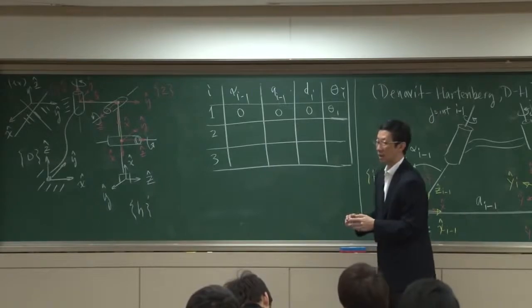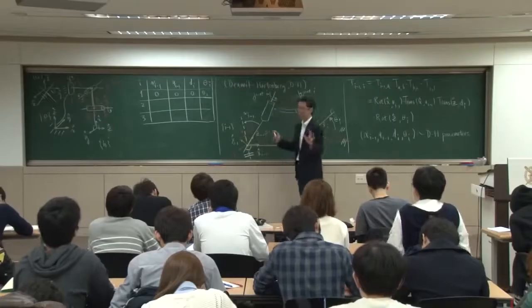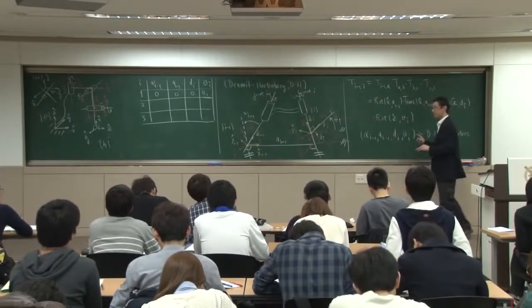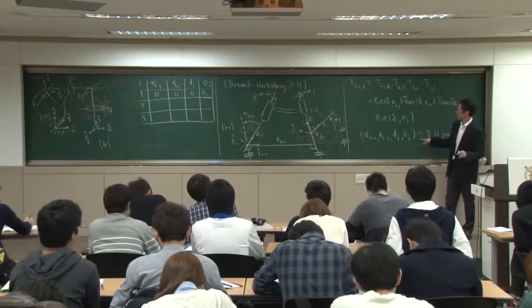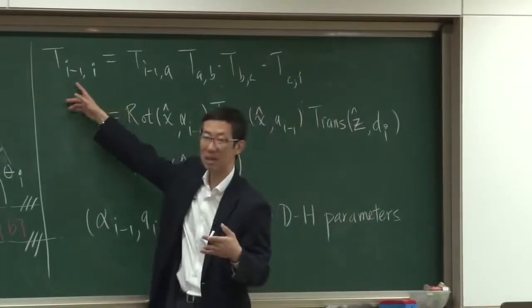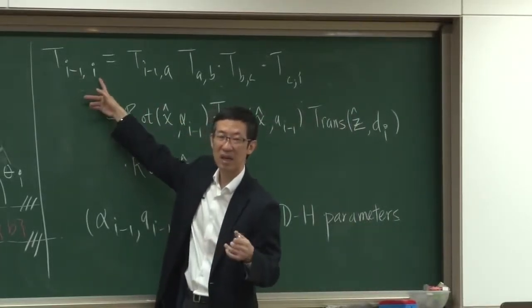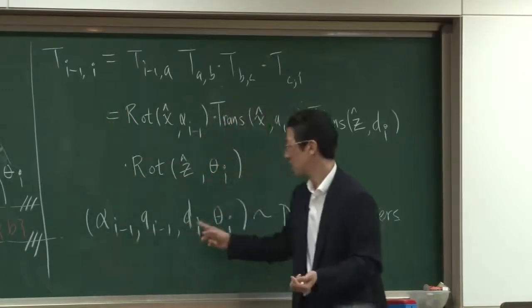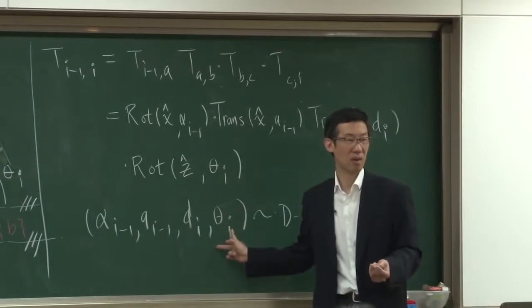Okay? All right. So I think now's a good time to come back to this and say, in order to describe the transformation from frame i minus 1 to frame i, I'm going to try to do it with 4 parameters. 1, 2, 3, 4.